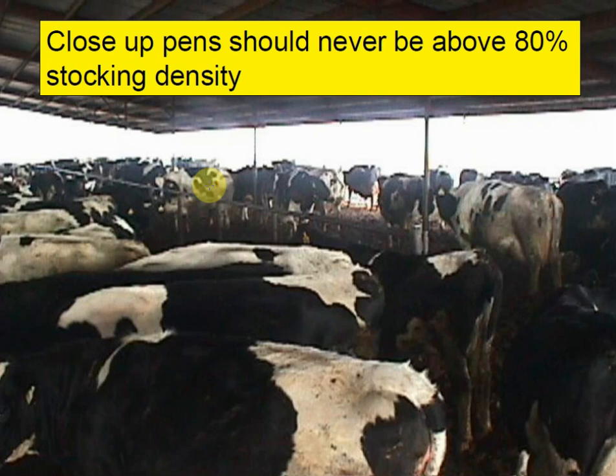These are just some farms that John visited, and this is one where, obviously, if you have pens with more than 80% stocking density in the close-up group, these cows don't have a drive to eat. They get competition, and the competition and stress will stop them eating, and that will contribute to fertility problems later.